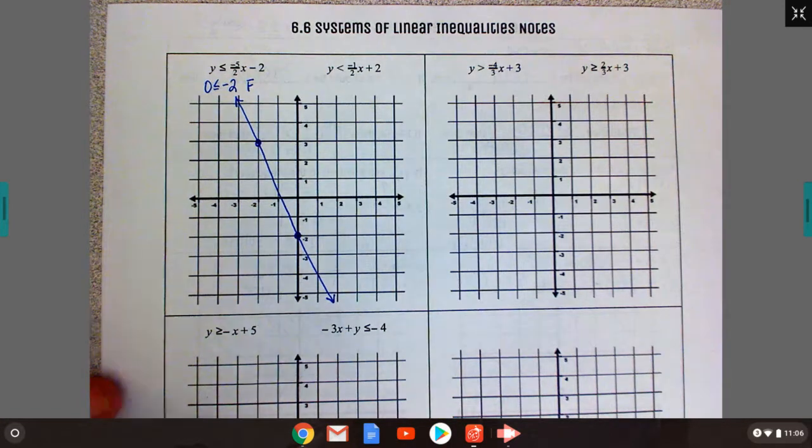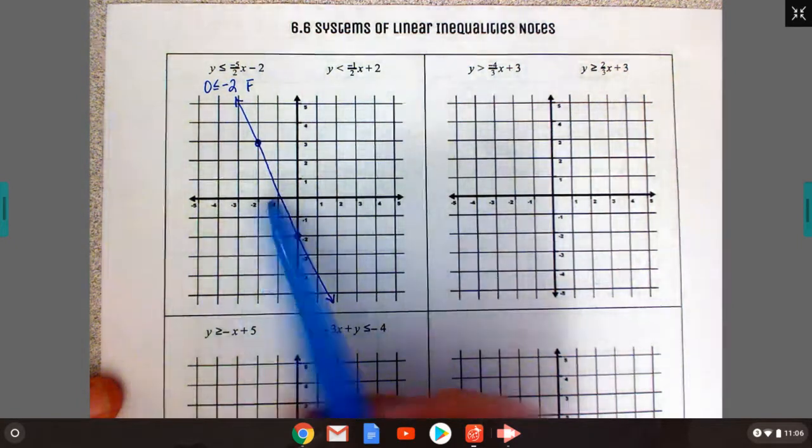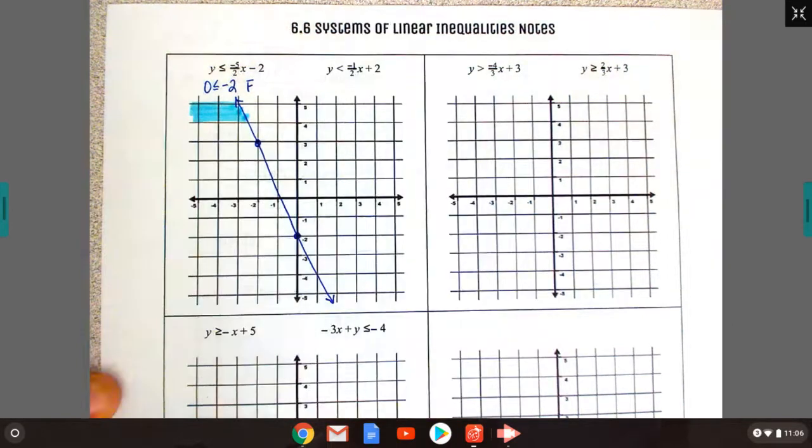The other thing we talked about in class yesterday is less than leads you to think left and down, which this is left and down. So this is the area I do want to shade.